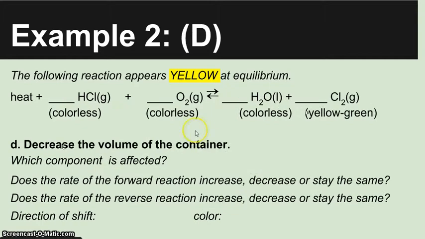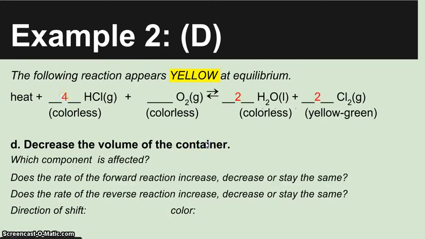Okay, let's go on to example D. So let's decrease the volume of the container. Again, go back to our balancing. We've got 4 HCl gases, 1 O2 gas, making 2 liquid waters and 2 Cl2s. So what is affected by a change in the volume of the container? I hope that you got from the example we did earlier that any gases that are present are going to be affected by this, because now that they have a smaller space to work in, their concentrations are going to increase. So let's look at what happens to the rate of the forward reaction.